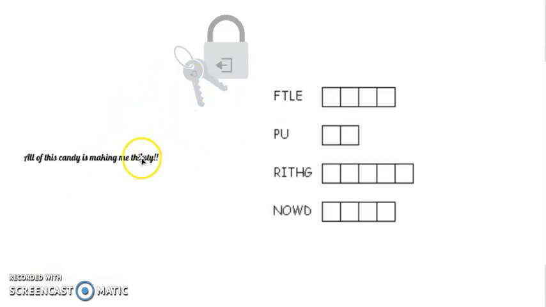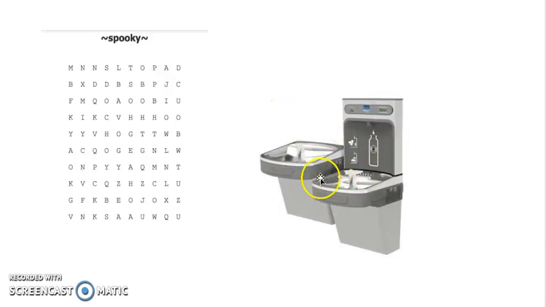Once they open up the small box, they're going to see this riddle, and then they are also going to see a word shuffler. The word shuffler, once it's completed, says left, up, right, down, so then that's the code for that one. And then the all of this candy is making me thirsty leads over to the water fountain.